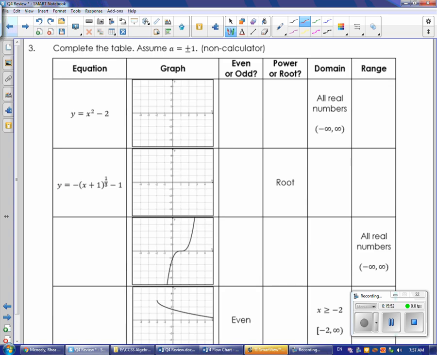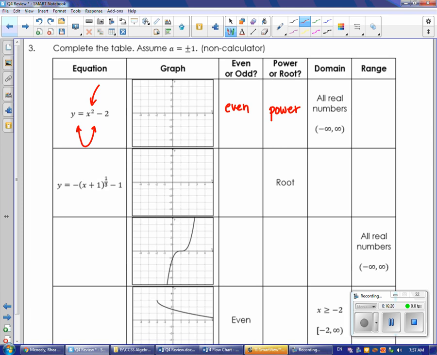So let's go ahead again and take a look at this table. The equation in the first one is y equals x squared minus 2. I'm going to take a look at that exponent. It is clearly just a power, and it's an even power. So I'm going to go ahead and fill in this part of the graph. It's a power, and it's an even power. And I know from what we did at the beginning of the year that when I have an x squared, that's going to be the shape of a parabola.